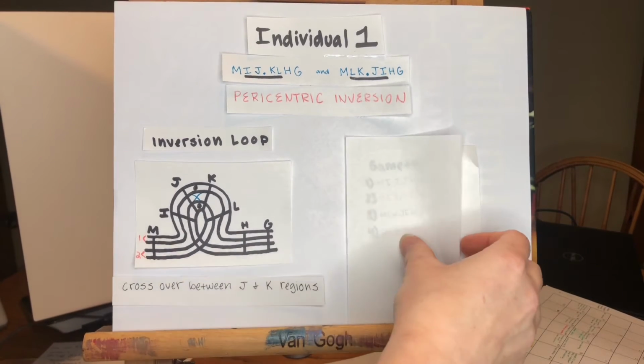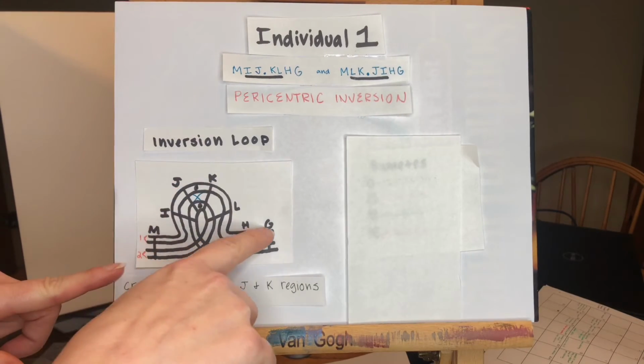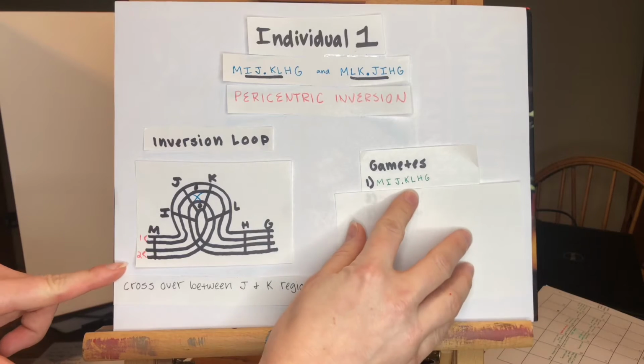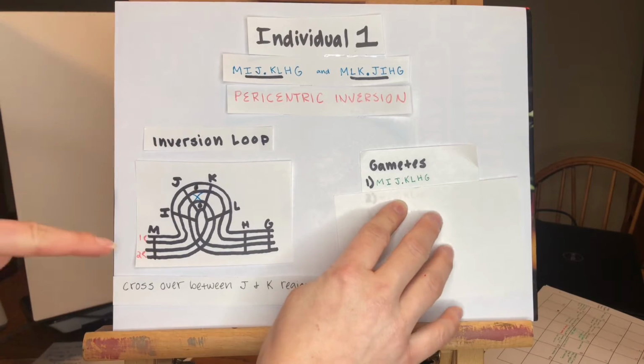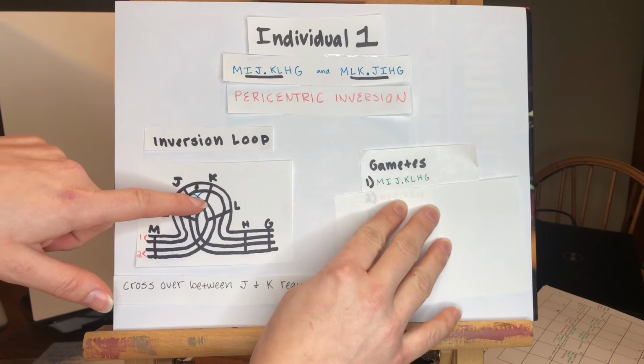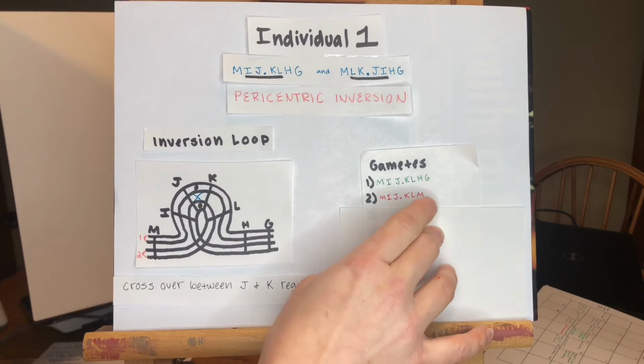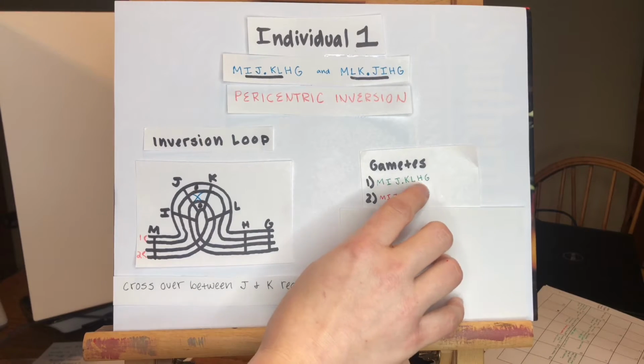So to follow the first line, we're going to get MIJ with our centromere, KLHG. And that one is going to look just like the parent chromosome. If we follow the second line, we're going to get MIJ with a crossover here, which leads to K, L, and back to M, which does not look like the parent. And it's also got a duplication and deletions of the H and the G.